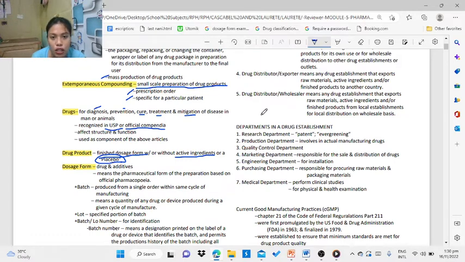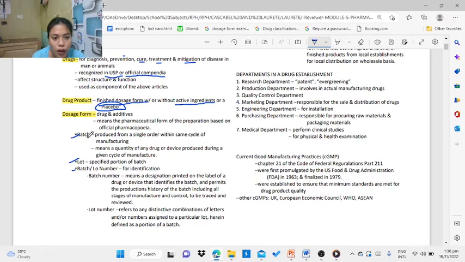So we have batch here, batch, lot, batch number or lot number. This is very important in making a product. Batch is produced from a single order within a single cycle of manufacture. The batch number and the lot number can be seen in the packaging of the product. And also the batch is a quantity of any drug or device produced during the given cycle of manufacturing.